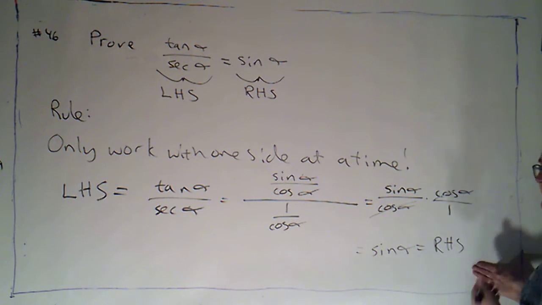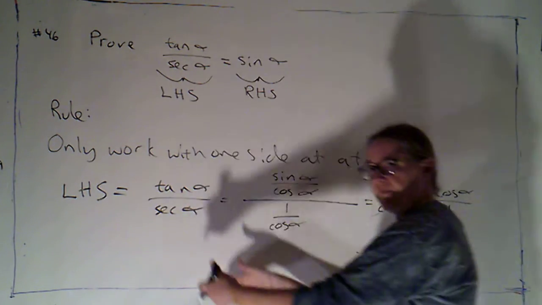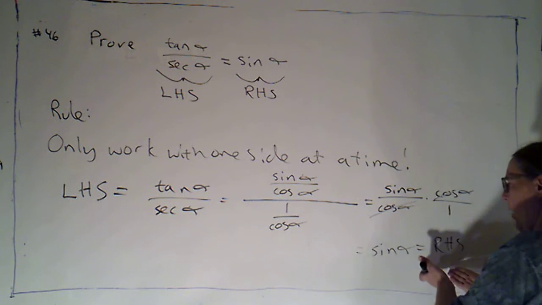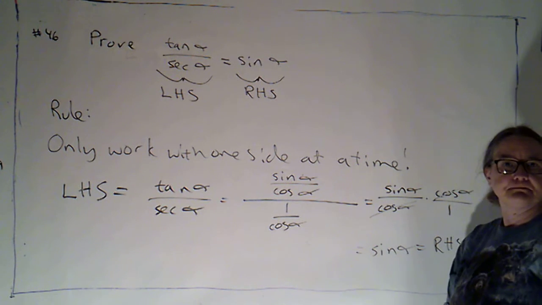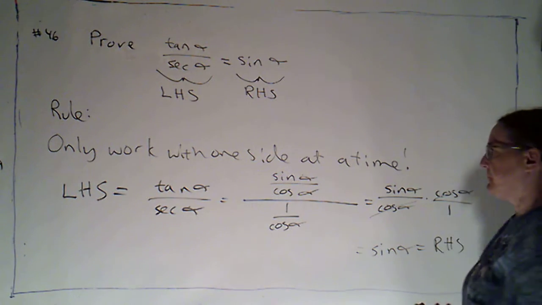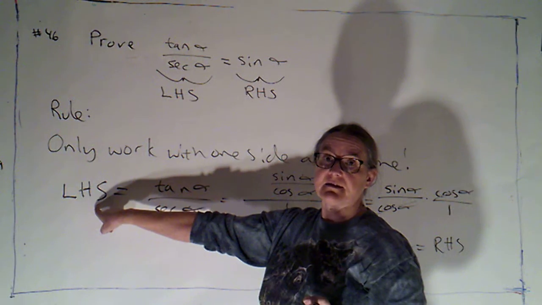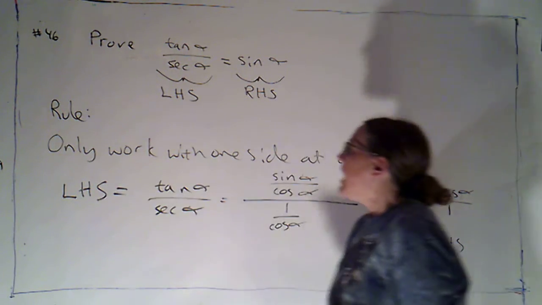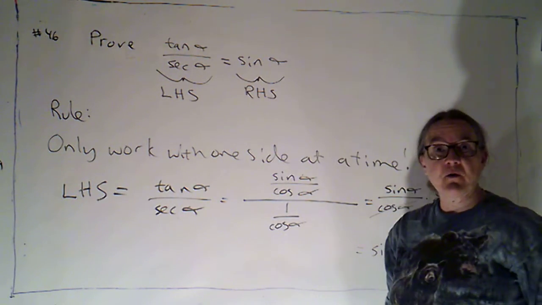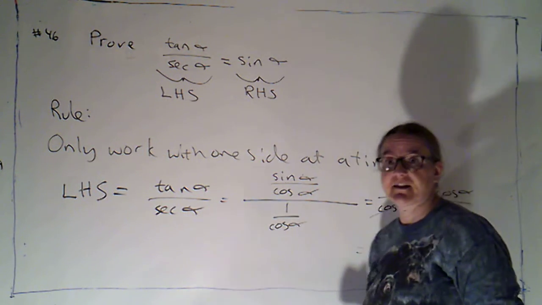So here, with this technique, I start with one side and I simplify until I arrive at the other side. That is a totally acceptable proof. But notice it was clear that I was always working with just this side. All right, back for another one in the next video, and I'll show you another option for how to work with just one side at a time.